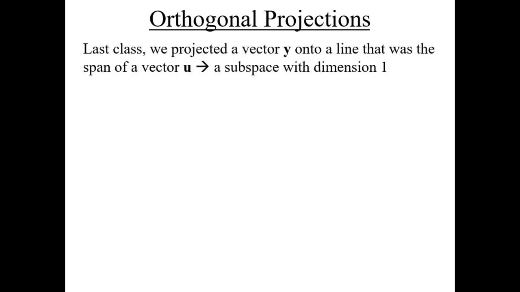So today we're talking about orthogonal projections, which is actually kind of an extension of something that we did last class. Last time we talked about how to take a vector y and project it onto a line. A line is basically a subspace with dimension 1 because the basis is only one vector. And so the line is every multiple of the vector.